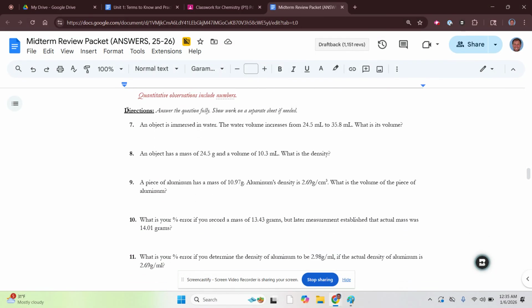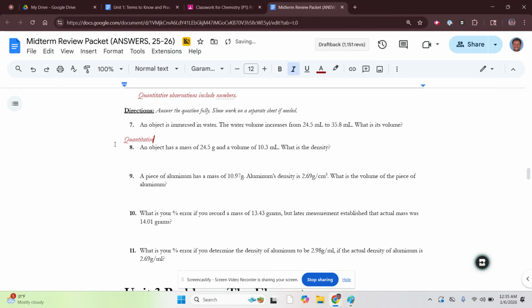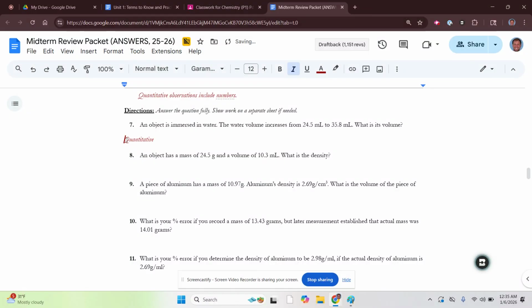Now let's dive into the free response questions, all right? Let's get to it. An object is immersed in water. That means dunked in water. The water volume increases from 24.5 milliliters to 35.8 milliliters. What is the volume of this object? Well, this right here, folks, is an example of the Archimedes principle, where when you dunk something in water, the amount of water that it displaces equals its own volume. So for this, we just need a little bit of subtraction.